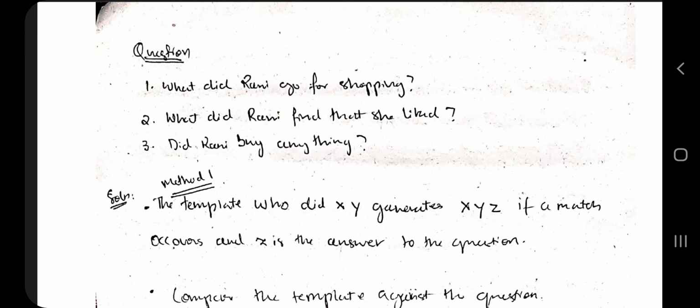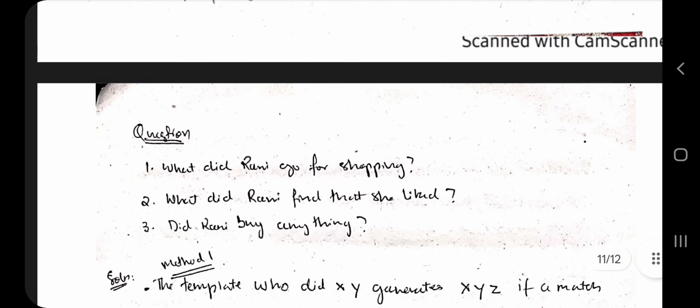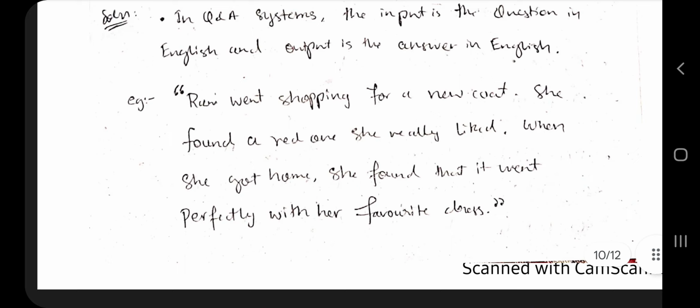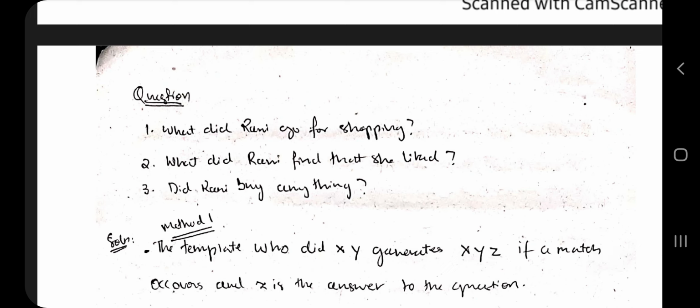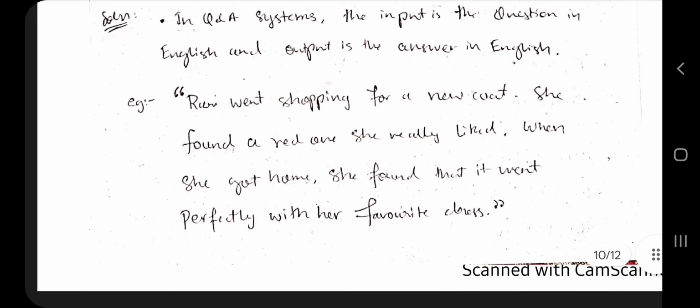Okay, now see, observe the first question. What did Rani go shopping for? Rani went shopping for. See, the same thing is here. In this way only the computer recognizes what we are asking. What did Rani go shopping for? It's actually go shopping for; I wrote go for shopping. Go shopping for. And here is the same thing. Went shopping for. Go and went will be interchangeable. You don't worry about that. Went shopping for. Whatever is present here, that's your answer.